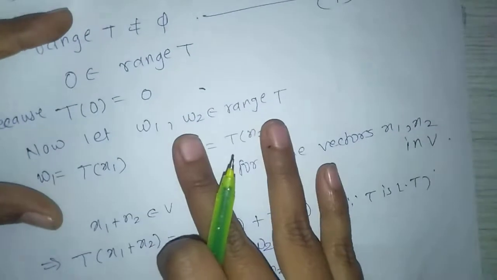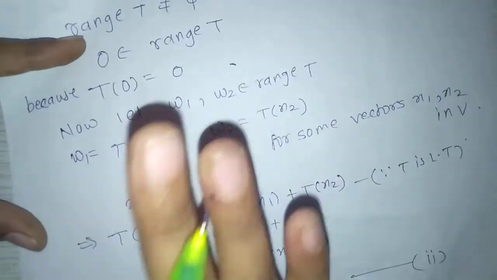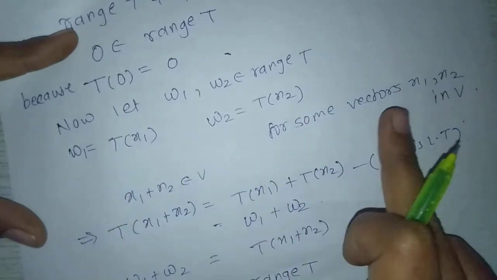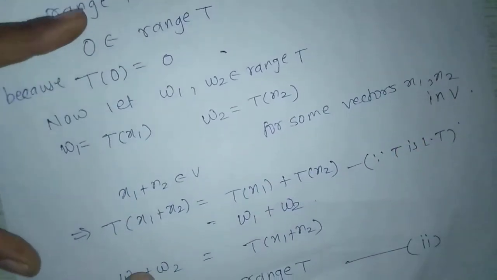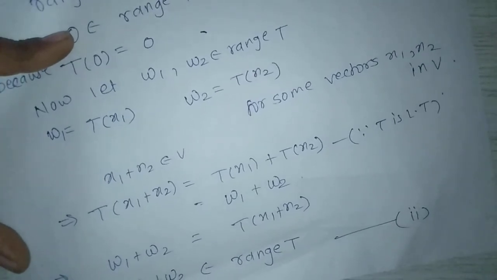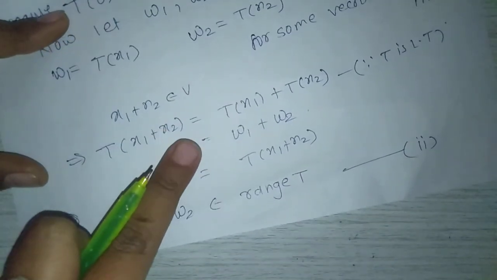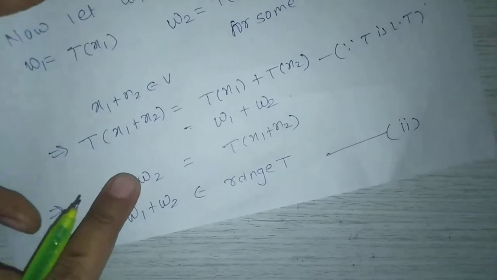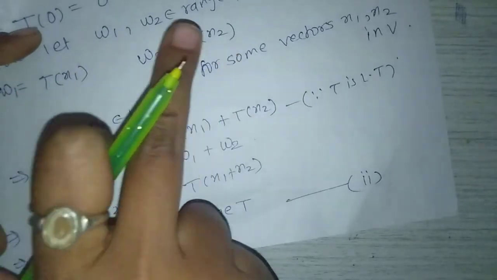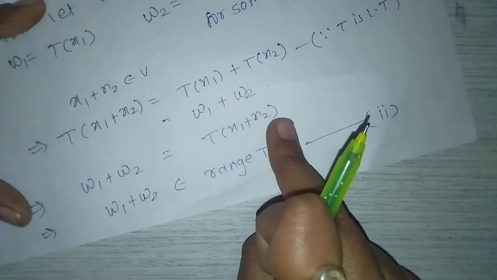Here we take two elements from range of T, W1, W2, and so W1, W2 belongs to range of T, so W1 in the form of T of X1, W2 in the form of T of X2 for some vectors X1, X2 in V. Now here V is a vector space and X1, X2 belongs to V, so their addition also belongs to V. Now apply T on X1 plus X2, but T is a linear transformation, so T of X1 plus T of X2, and T of X1 is W1, T of X2 equal to W2. So W1 plus W2 equal to, we get, T of X1 plus X2.